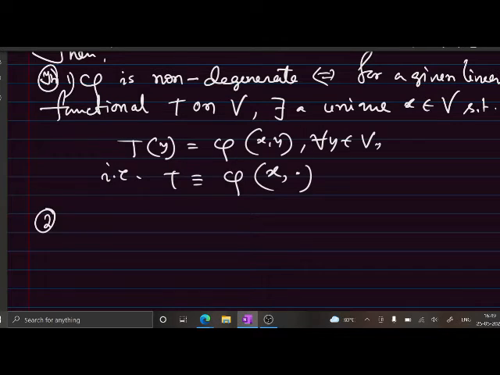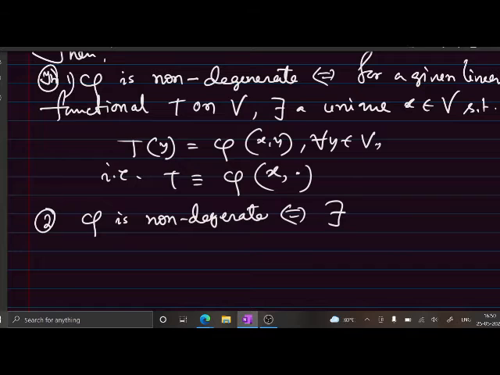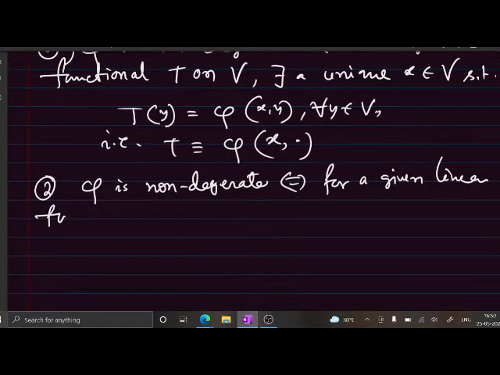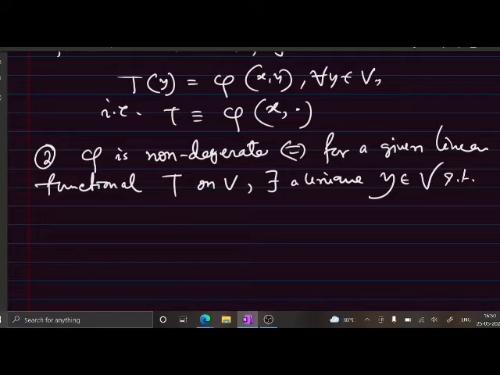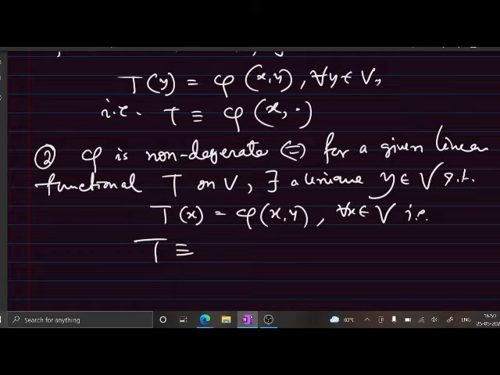in a similar way, you can also say that phi is non-degenerate if and only if for a given linear functional T on V, you can find a unique vector y belongs to V such that T of x can be written as phi of x y for all x belongs to V. That is, T will be represented as the map phi dot comma y.